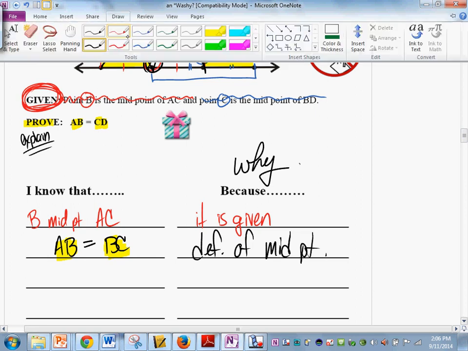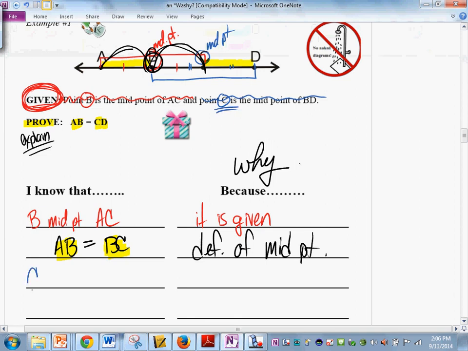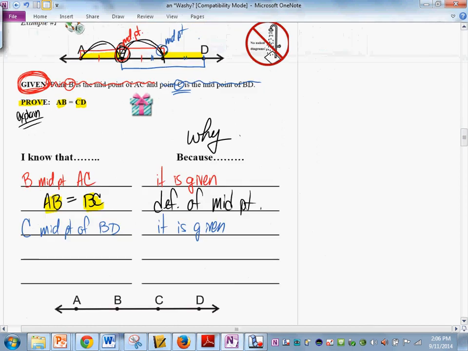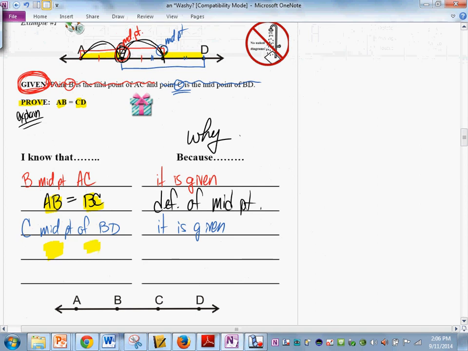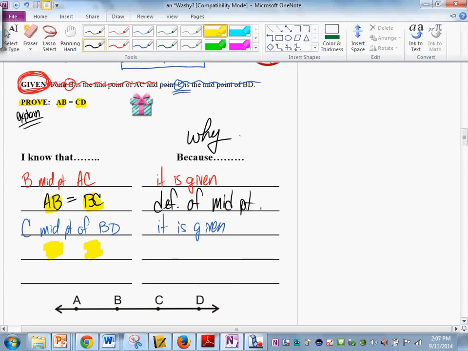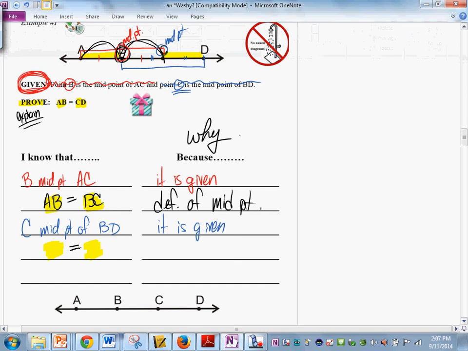Okay. Now, let's get our other given. We know C is the midpoint of BD. Because, why? It's in the given. Now, because of the blue, I'd like you to write down what 2 segments are now equal. What 2 segments, the distances are equal. Write it down. Which 2 pieces are equal because of C being the midpoint.